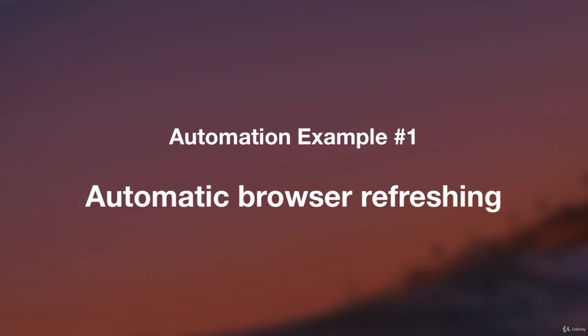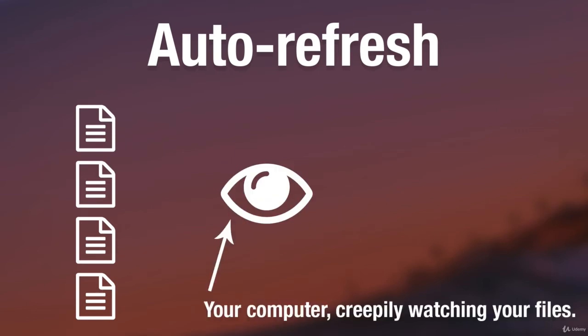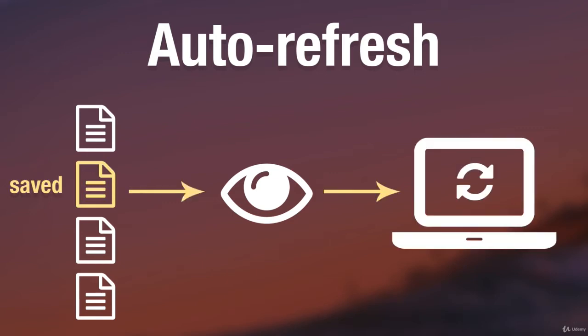So whenever we save a change to one of our HTML, CSS, or JavaScript files, we then want to see what those changes look like in the web browser. Now, instead of hopping into your browser and hitting Control-R or Command-R or hitting the refresh button, wouldn't it be nice if your computer could detect that you had saved changes to a file and then automatically trigger a refresh in the browser for you? Your computer definitely can do that for you, and that is an example of automation.